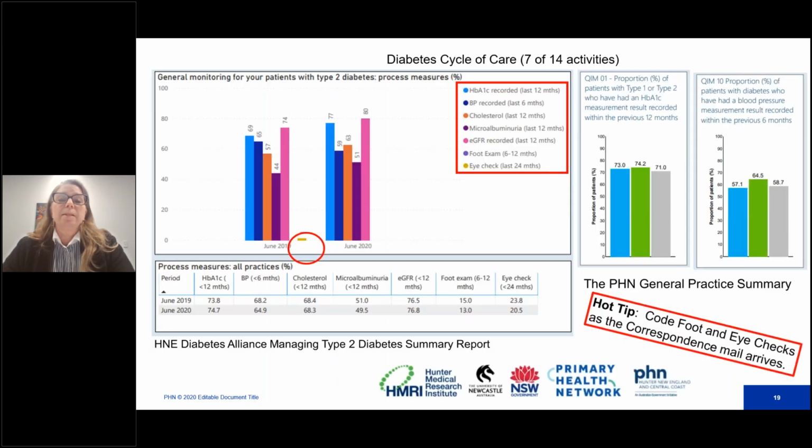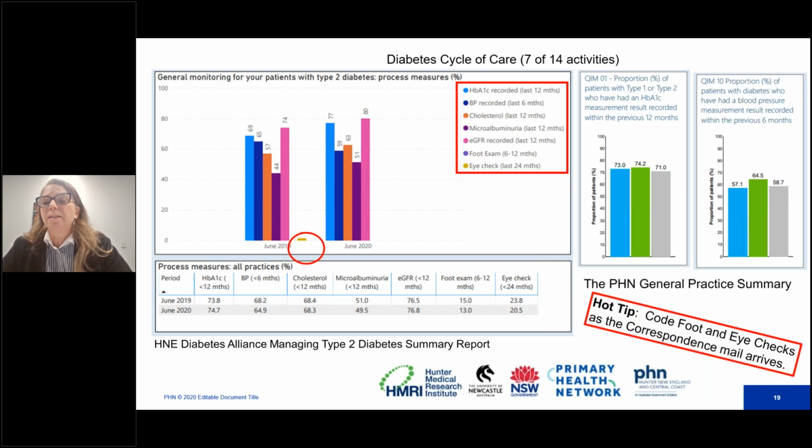So for example, this is about the cycle of care. This will show you at the beginning 7 of the 14 items, and it will show you your progress over a period of time, how you're going with that percentage of monitoring. And then in the general practice summary report, we also provide some data, and that's compared to other practices in the PHN and then also across Australia in the grey.